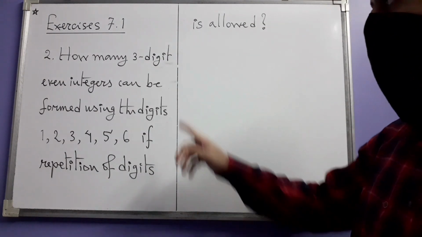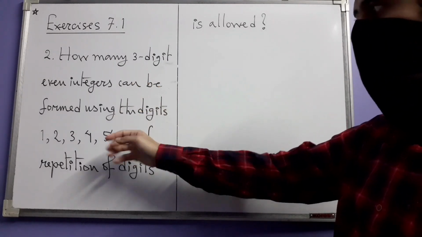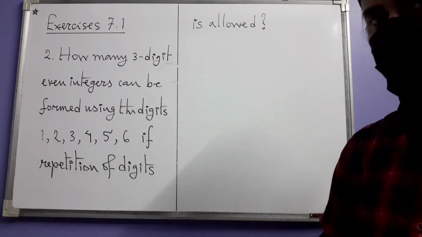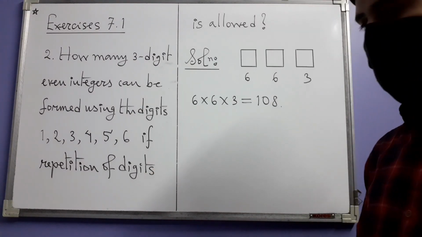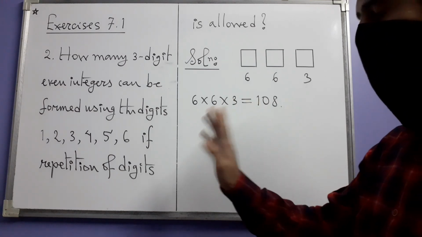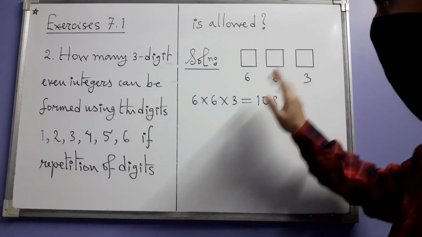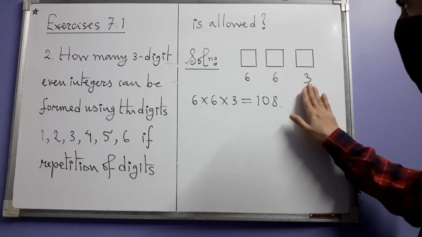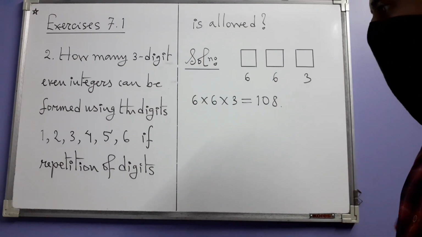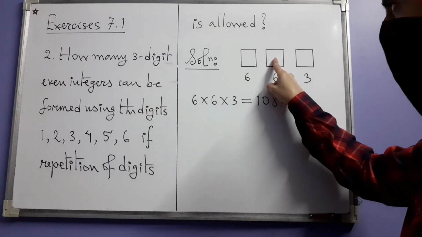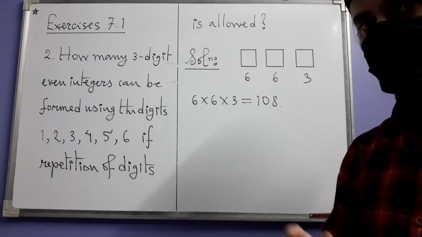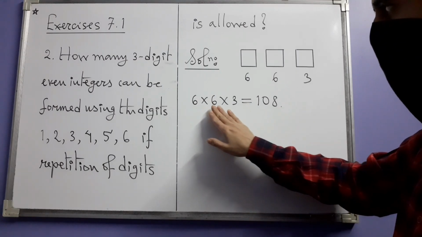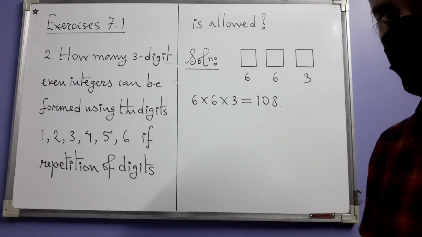Next, number 2. How many 3-digit even integers can be formed using the first 6 positive integers if repetition of digits is allowed? Solution, so the number is a 3-digit number and it needs to be even also. So the units digit should be either 2 or 4 or 6, even. So there are 3 options for that. But repetition is allowed, so for the tens digit and also for the hundreds digit, each one has 6 options available. So the total number of such numbers is 6 times 6 times 3, which is 108.